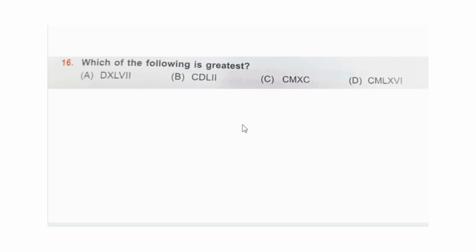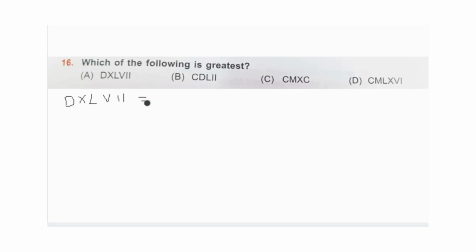Let's look at question number 16 of number sense. And here if you see the question number 16, it reads as which of the following is greatest. And all the 4 options are in Roman numbers. So we need to first determine the largest or the greatest number among all 4 of them. We need to first individually convert each Roman number into normal numericals. Let's do that. Let's start with the first one, which is D, X, L, V, I.